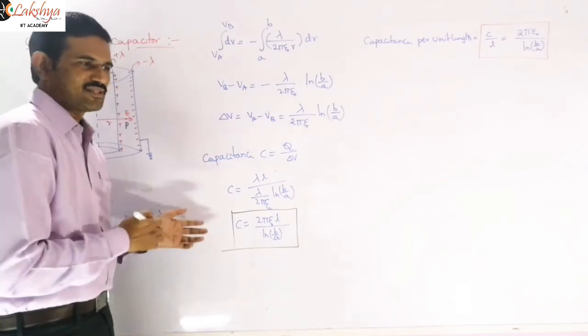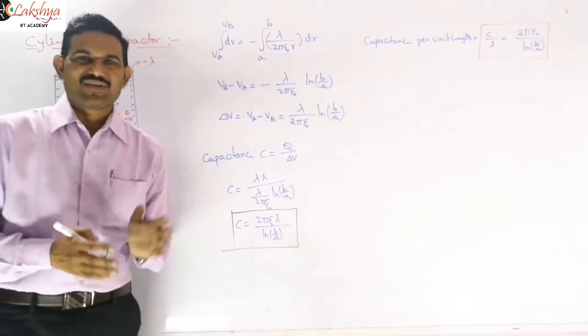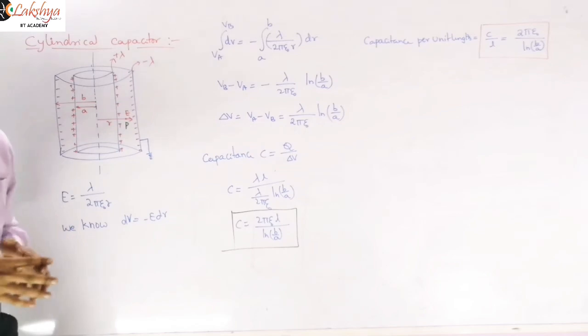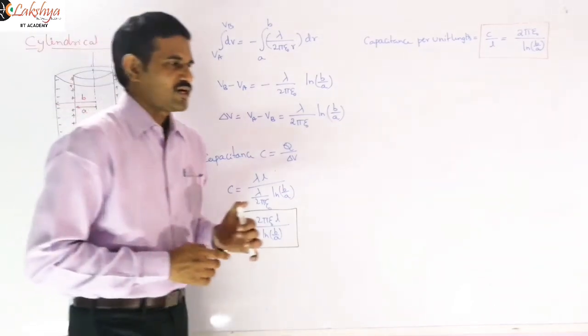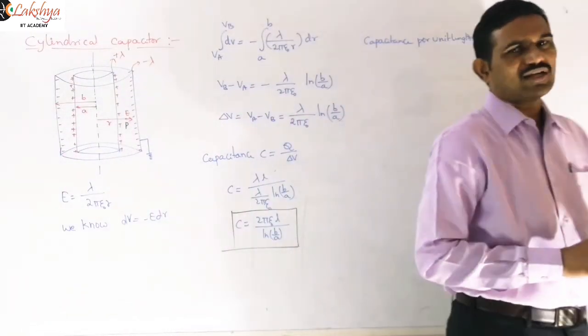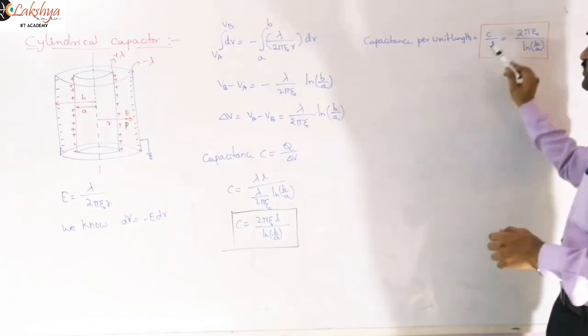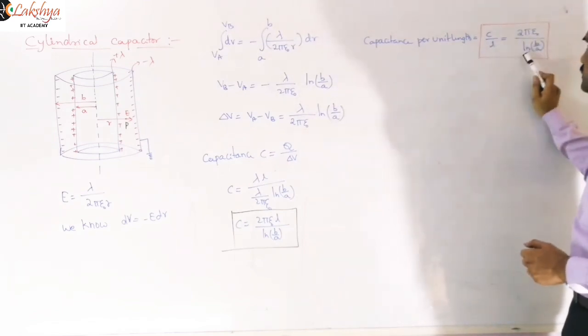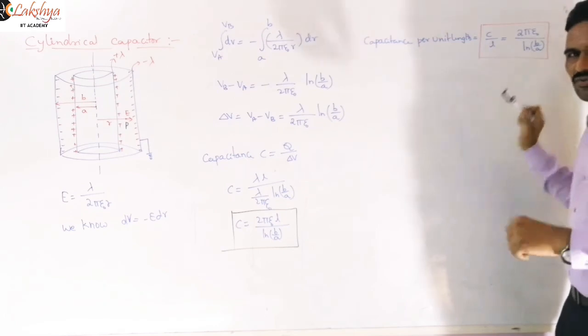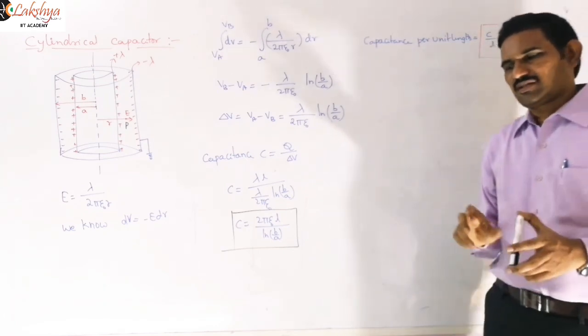But in general, for cylindrical capacitors we express the capacitance in terms of capacitance per unit length. So the capacitance per unit length, we just need to write that L on that side. Then C by L is equal to 2 pi epsilon naught by ln B by A. So that is the capacitance of our cylindrical capacitor.